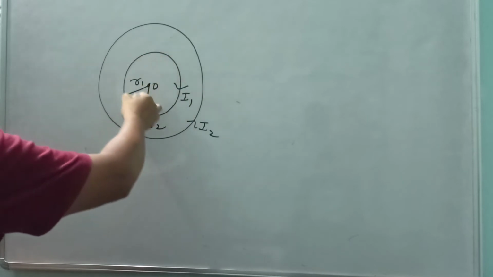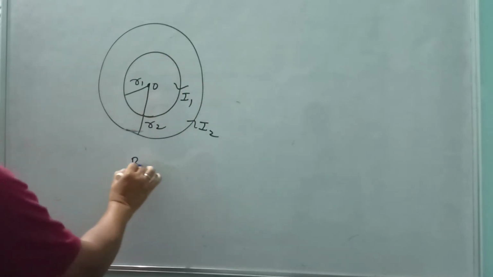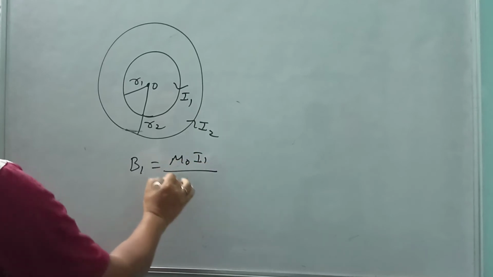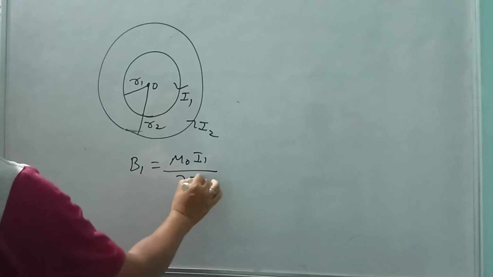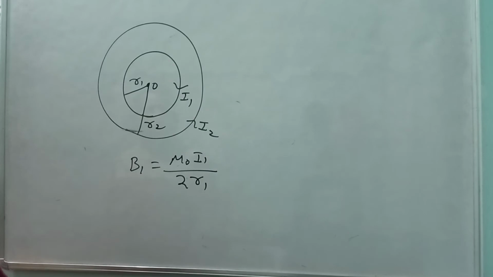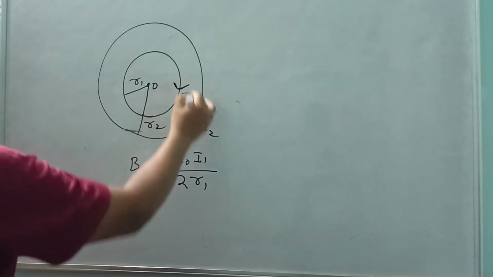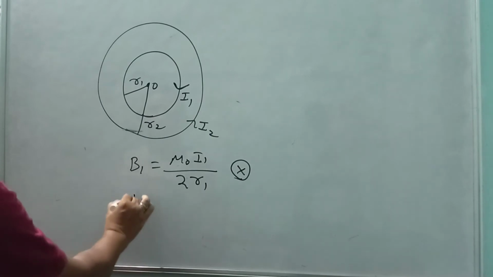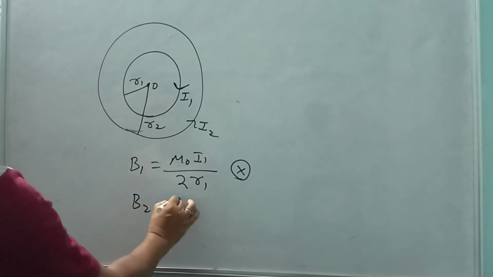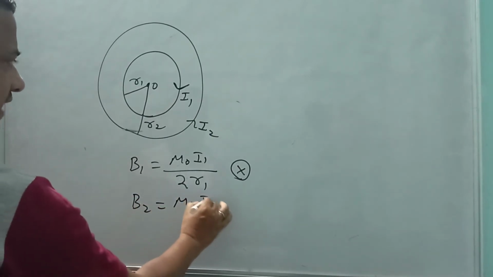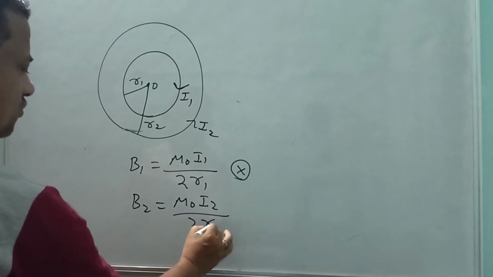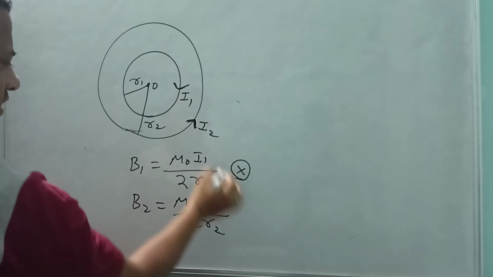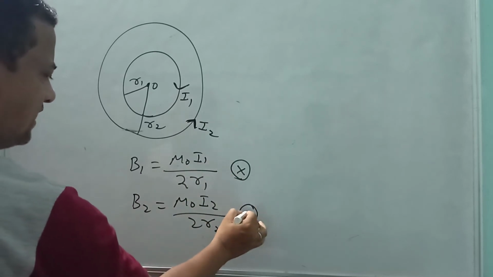For the inner circle, your magnetic field is mu naught I1 by 2R1. But what is the direction? Since it is clockwise, the magnetic field is inward. Similarly, B2 is equal to mu naught I2 by 2R2. Since the current is anti-clockwise, the magnetic field is outward.